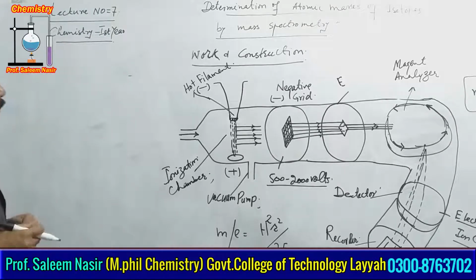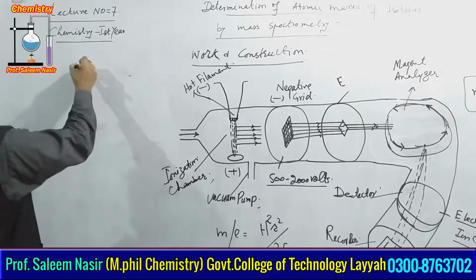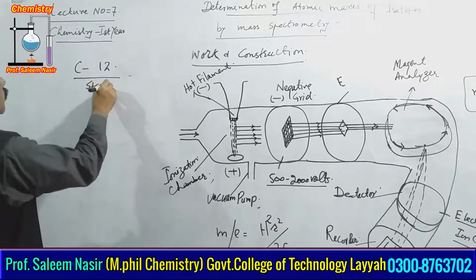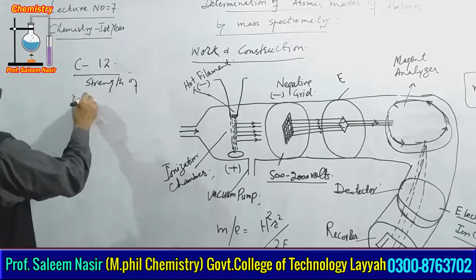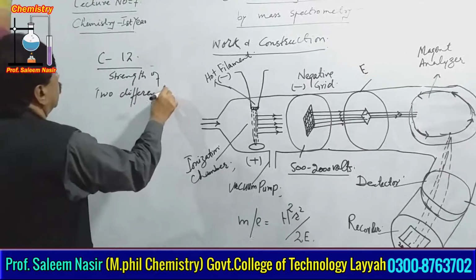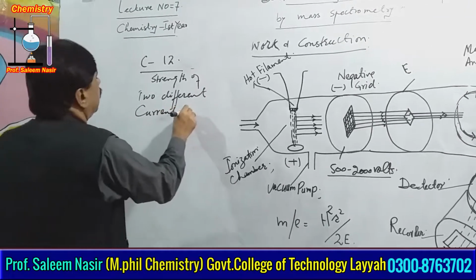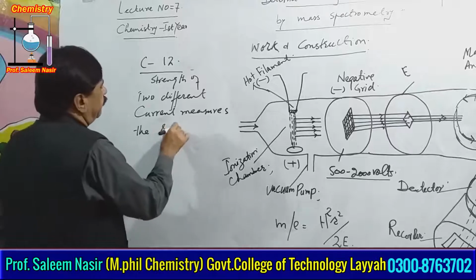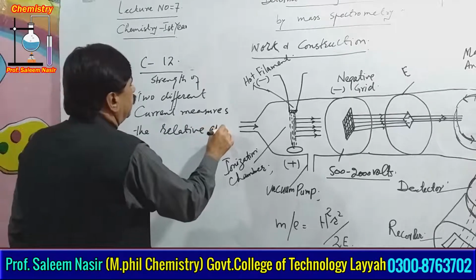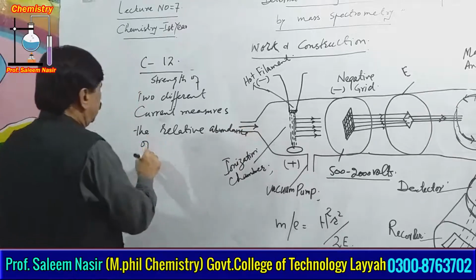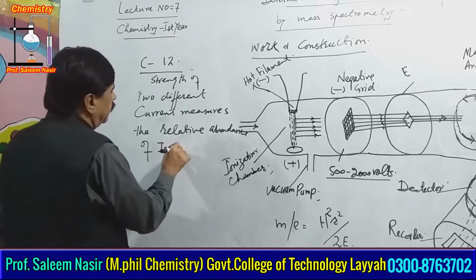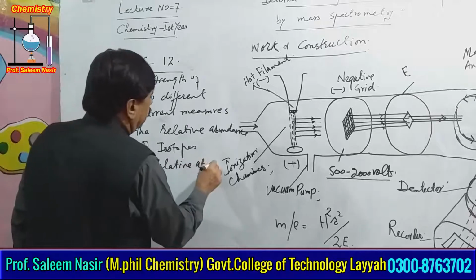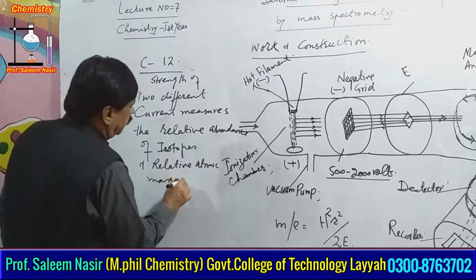Now, that experiment was repeated with carbon 12, and the strengths of two different currents measure the relative abundance of isotopes and the relative atomic masses of the two isotopes.